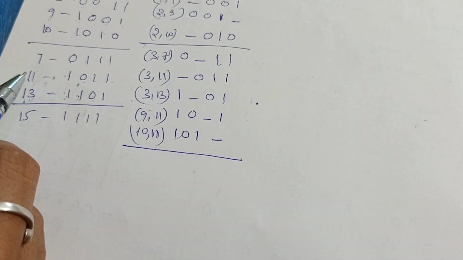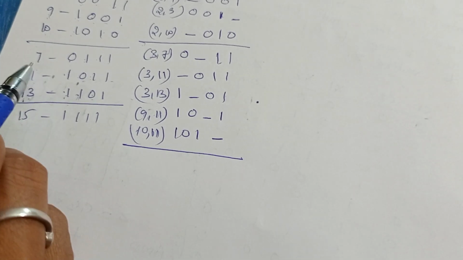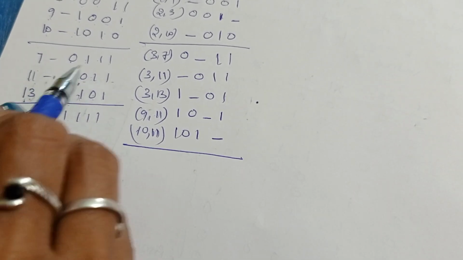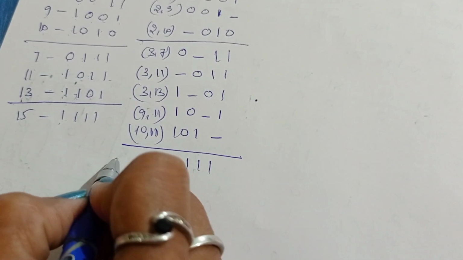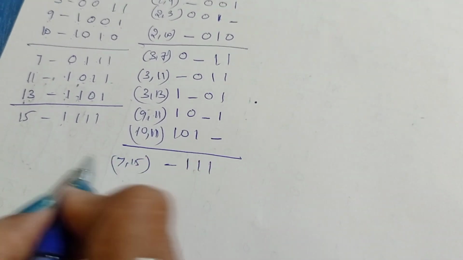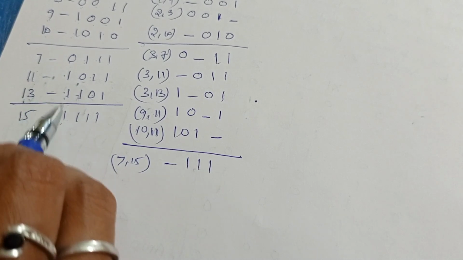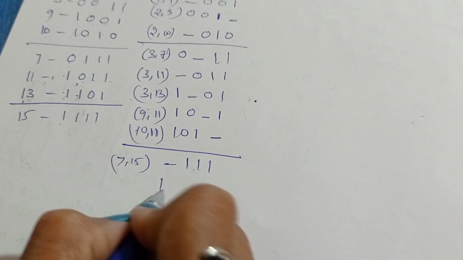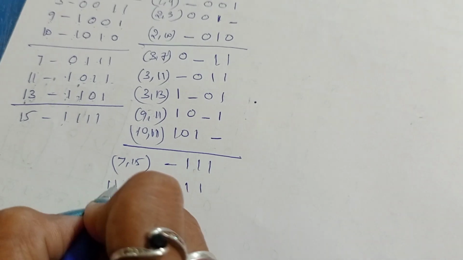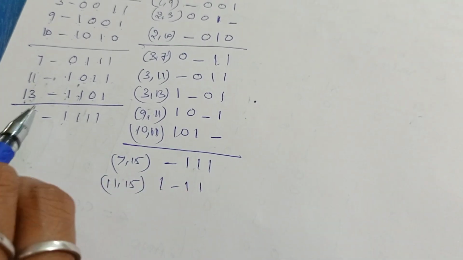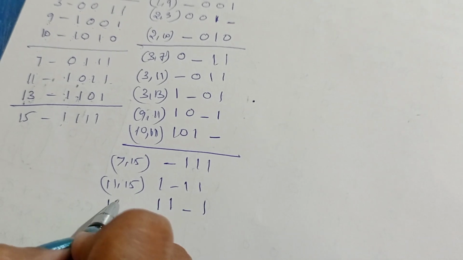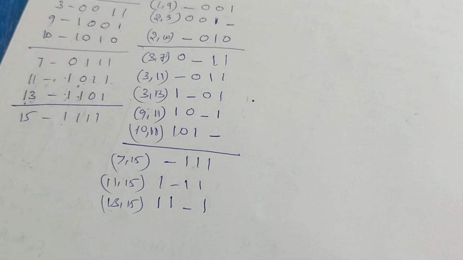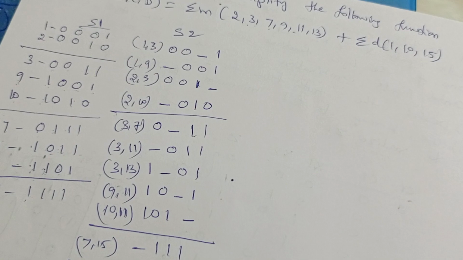Now we'll compare third group with fourth group. That is 7 with 15: 0 is changing, all remaining is 1, 1, 1, so hyphen 1, 1, 1. Next 11 with 15: 1, hyphen, 1, 1. Next 13 with 15: 1, 1, hyphen, 1. Only one change. This is the second stage.